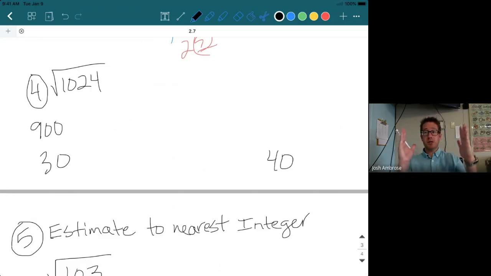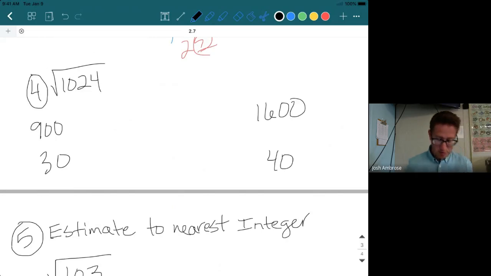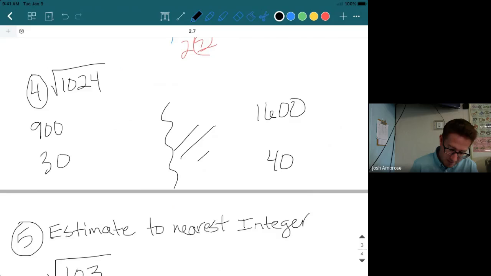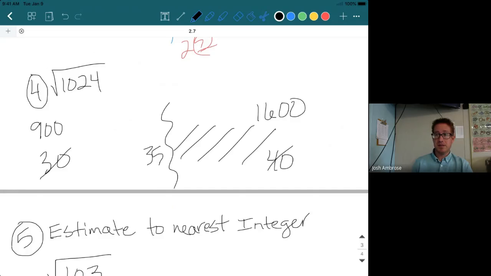By the way, your bookends are always only 10 numbers away from each other. Okay, they're always in that group of 10. And 40 times 40, let's see, that's 1,600. Okay, so clearly we know that we can cut out everything that is above 35. Okay, we also know we can cut out 30 because that makes 900. So now we're looking at 31 to 35.